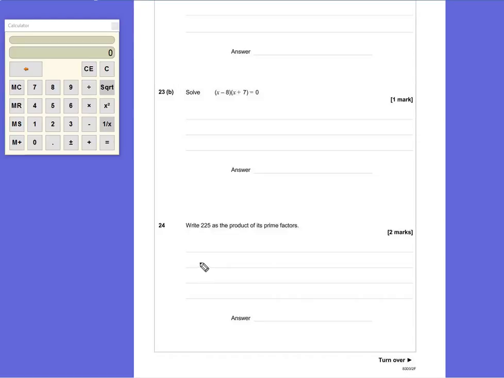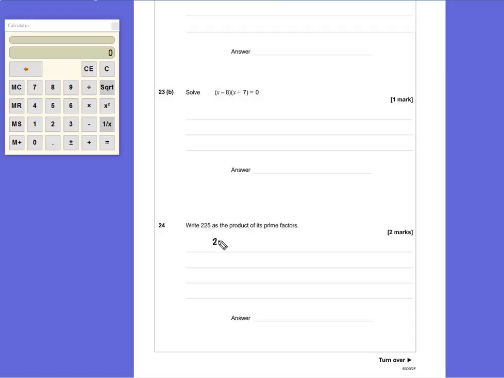Question 24. Write 225 as the product of its prime factors. When you're asked to write something as a product of its prime factors, what we're trying to do is divide this by prime numbers. One of the best ways to do this is to use a prime factor tree. But if you have another method of doing this that gives you the same answer, keep using it. Use something that you're confident with.